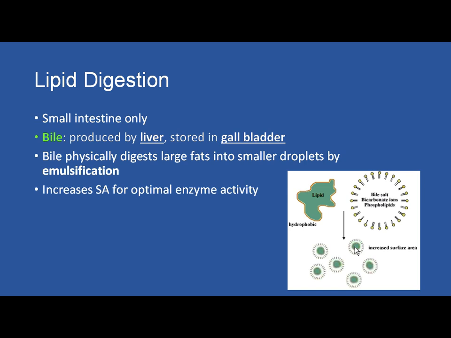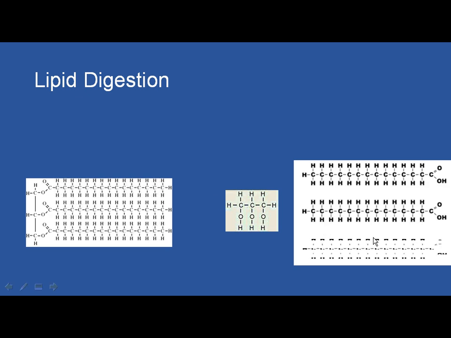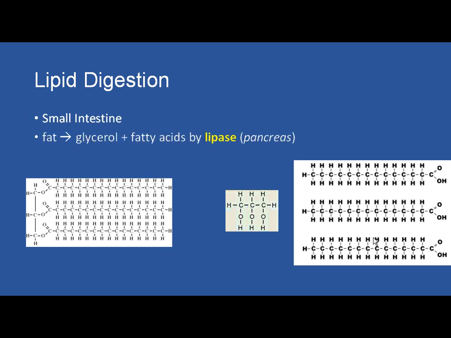So the actual enzyme, after bile physically breaks the lipid into smaller pieces, is the one that does the breakdown of the lipid into glycerol and one, two, three fatty acids. This happens in the small intestine. The enzyme is lipase, and that's produced in your pancreas, but it works in the small intestine.